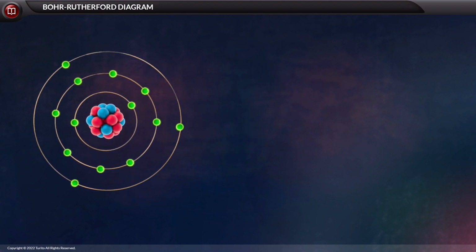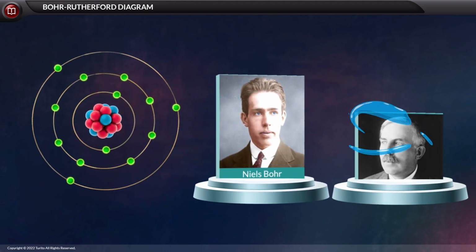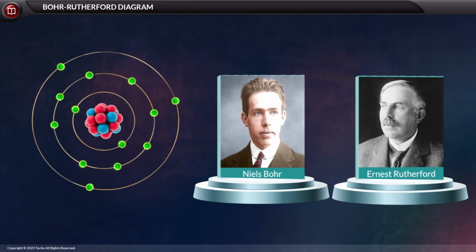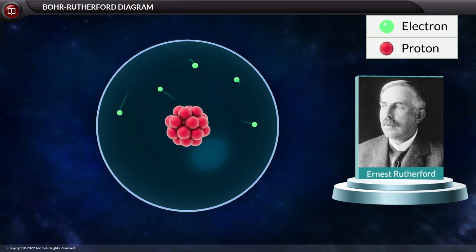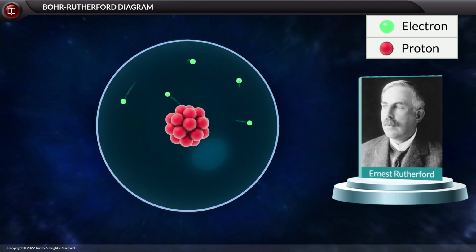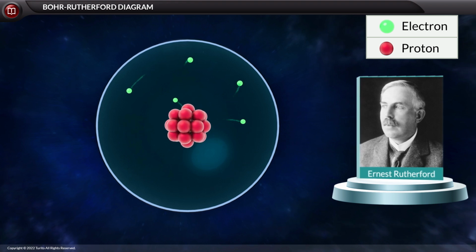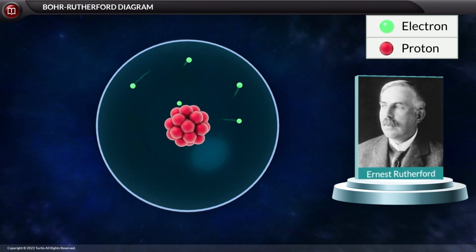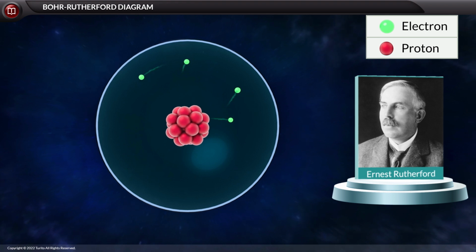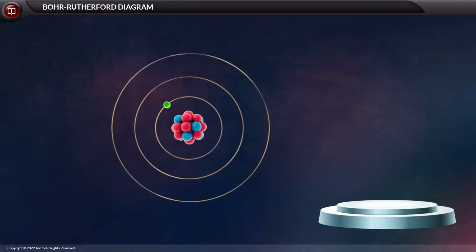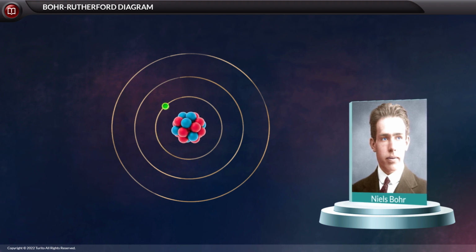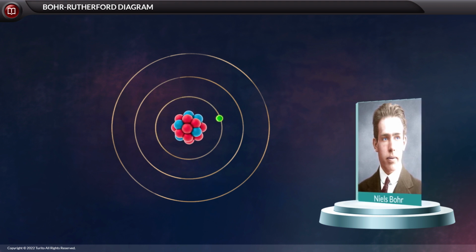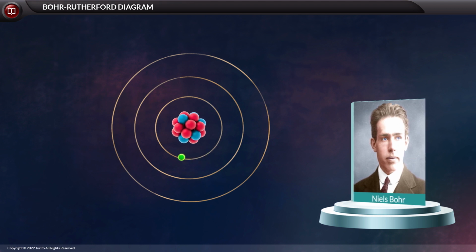Bohr-Rutherford diagram is an atomic model, which was given by Niels Bohr and Ernest Rutherford in 1913. In Rutherford's atomic model, we saw there, the dense nucleus was concentrated at one part of the atom, and the electrons revolved around it. However, the model did not speak anything about the energy of the electrons in motion. Bohr's model of atom had inspiration from Rutherford's atomic model. In fact, we call it out as Bohr-Rutherford atomic model. Let us now go ahead and learn about Bohr-Rutherford atomic model.